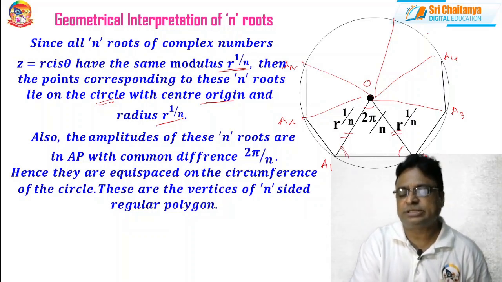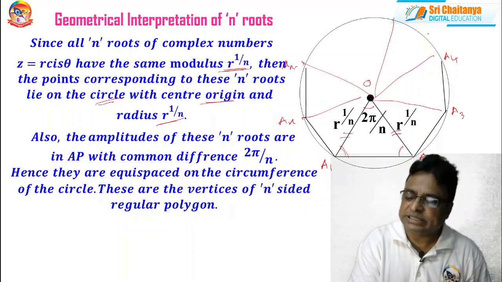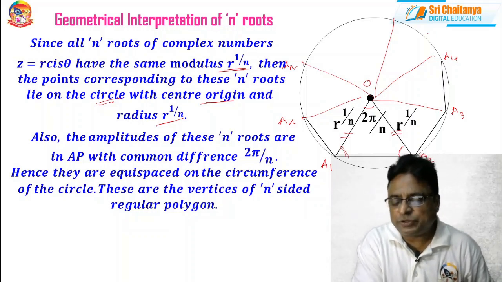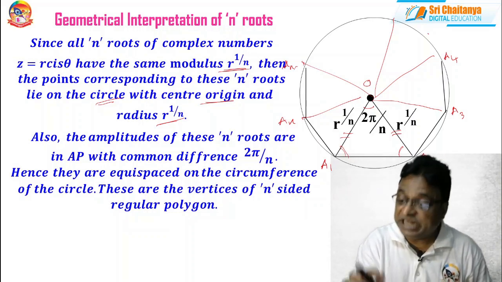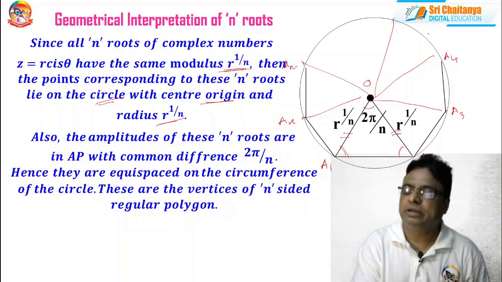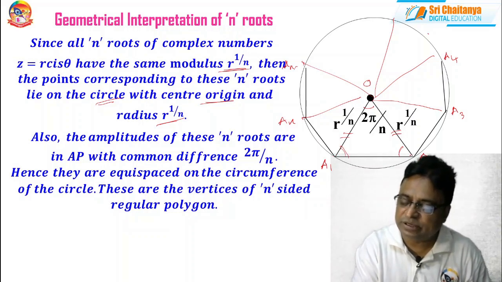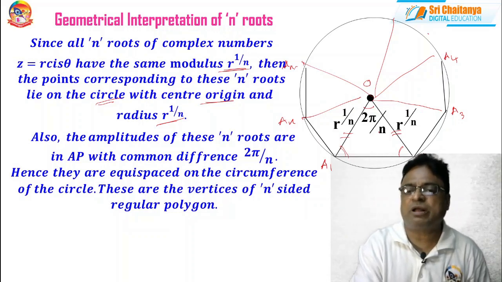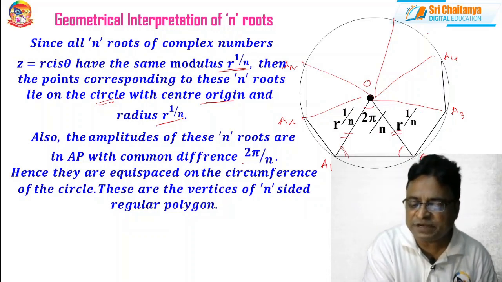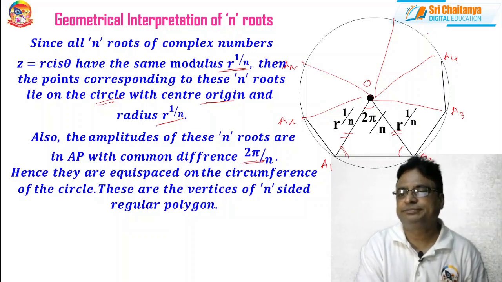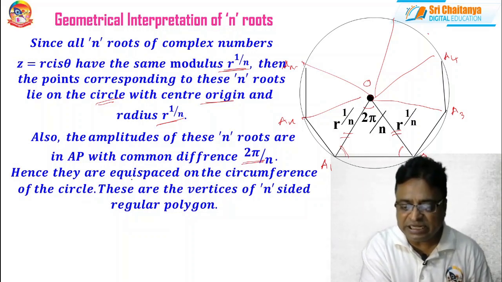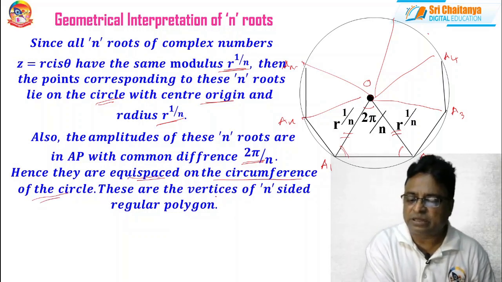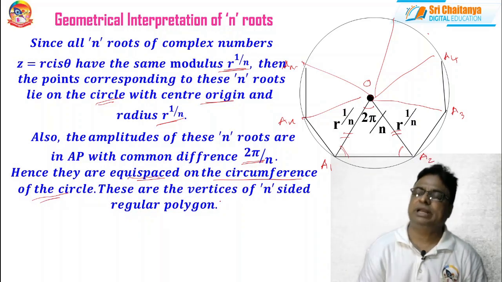So all these roots are situated on the circle with the center as origin and radius r power 1 by n. Also, the amplitudes of these n roots are in AP. That is very, very important. The amplitudes of these n roots, that is A1, A2, A3, if you are finding the amplitudes, all are in AP with the common difference 2 pi by n. That is important. And hence, they are equispaced on the circumference of the circle, and they are the vertices of the n-sided regular polygon.